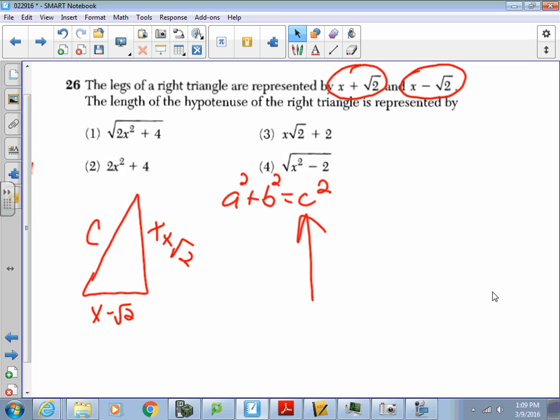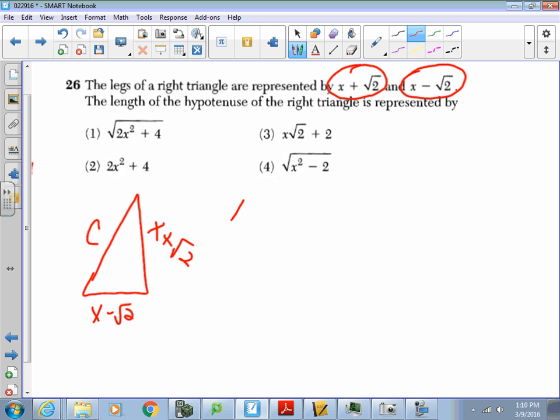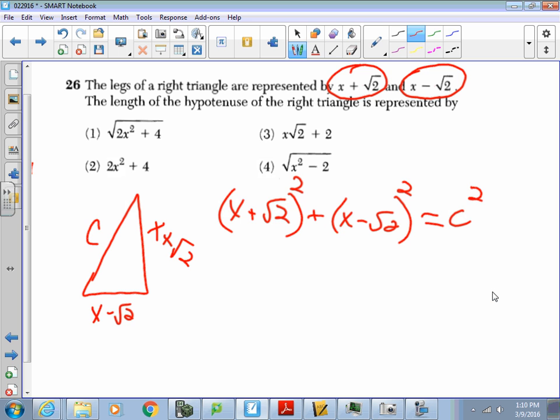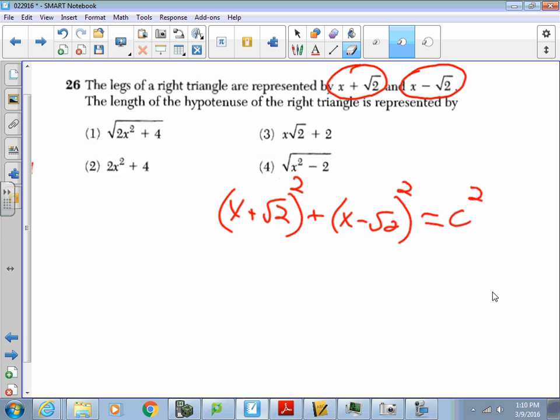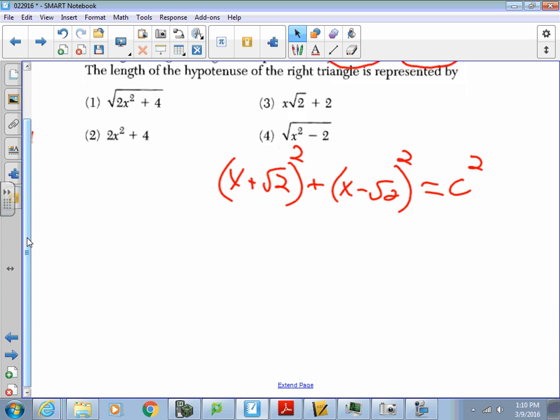Okay, now, a little bit more difficult than your basic right triangle problem, but we can do it. So let's go ahead and set it up. All right, so we're going to have x plus radical 2 squared plus x minus radical 2 squared is all equal to whatever you call this. We'll call it c squared. All right, now we have to do some more work. We have to FOIL these out or double distribute, whatever way you want to think about it.